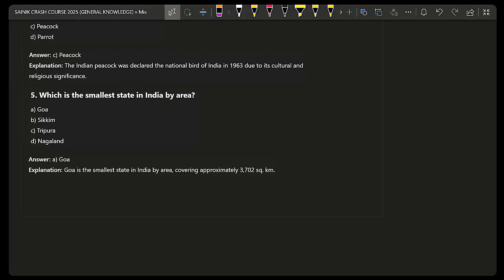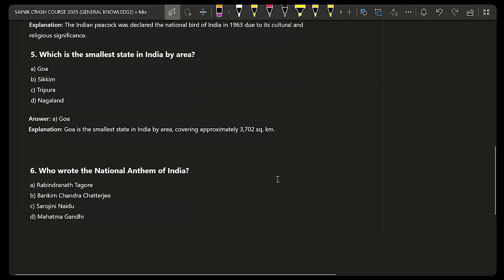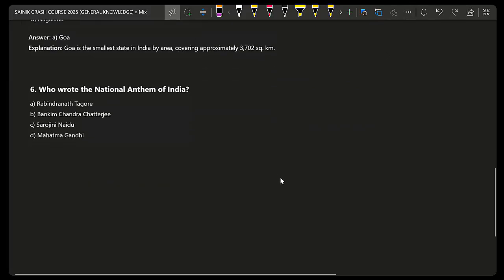Next question. Simple question again. Who wrote the national anthem of India? All of you participate in the quiz. Rabindranath Tagore, Bankim Chandra Chatterjee, Sarojini Naidu, Mahatma Gandhi. Who wrote the national anthem of India?